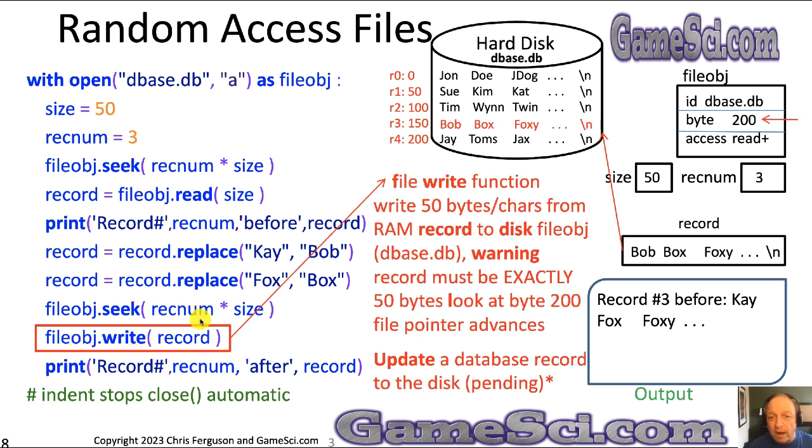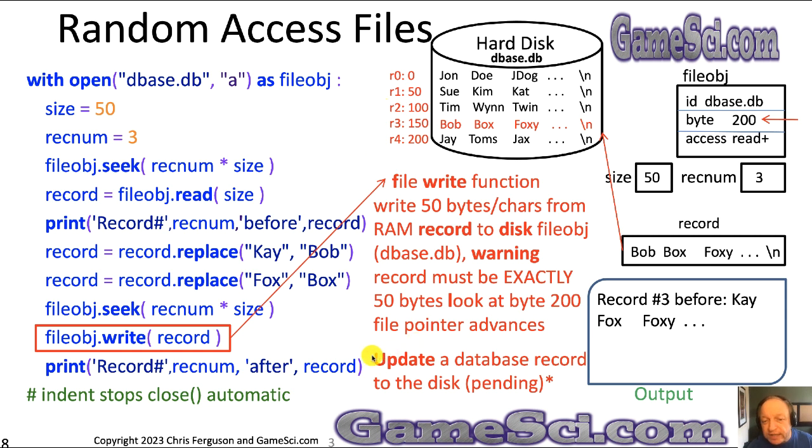FileObject.write(my record). The write function says write 50 bytes/characters from the RAM record to the disk file object dbase.db. Warning, record size must be exactly 50 bytes. Look at byte 200, the file pointer advances. If I go to byte 150, then write 50 bytes, my file position should be byte 200. This is extremely important for random access. The record size has to be fixed.